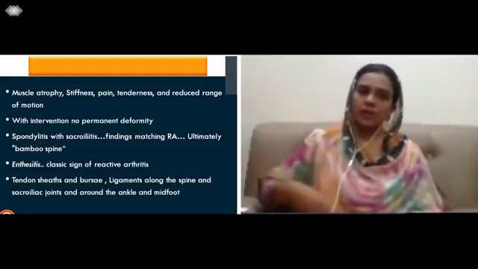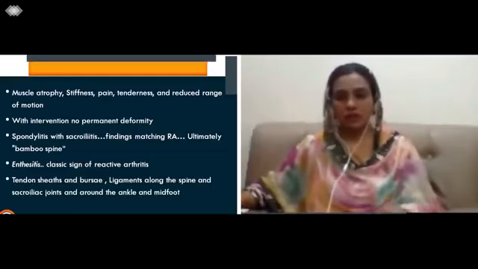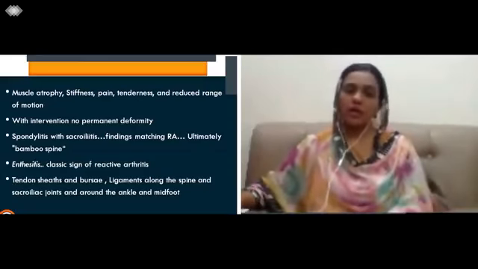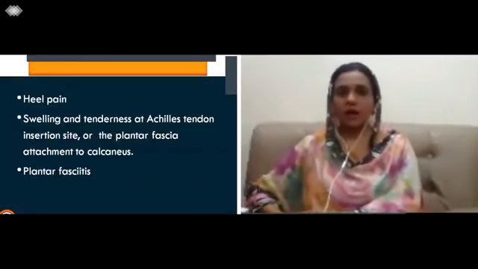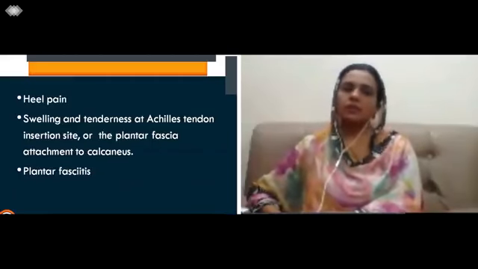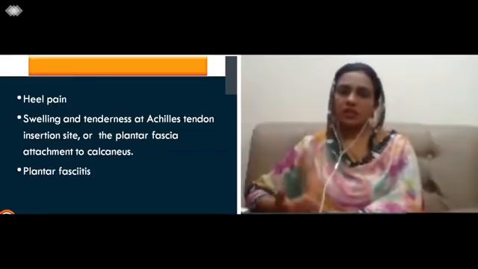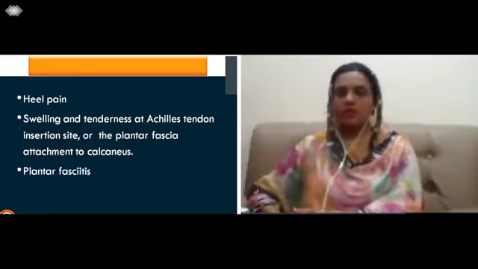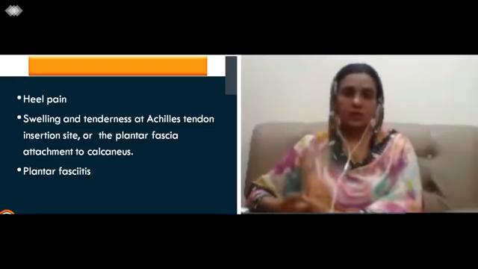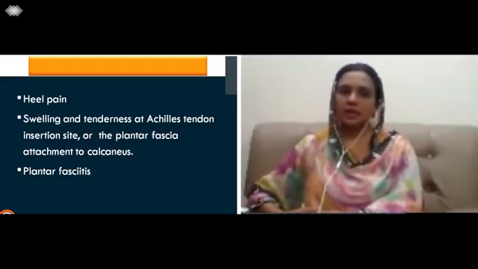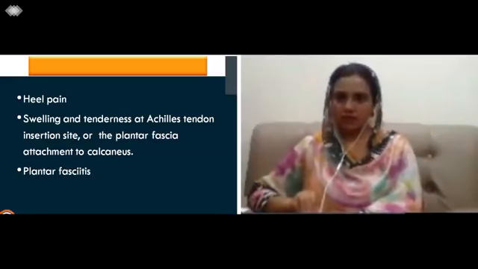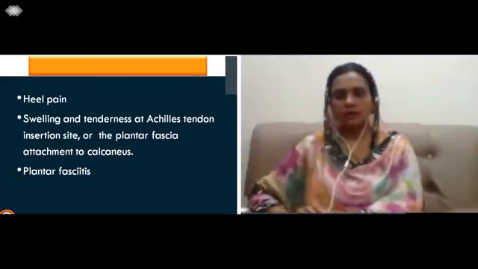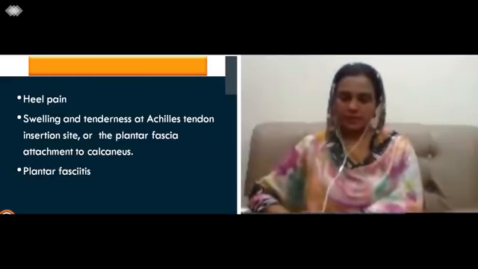So sacroiliac joints can be involved, and especially the joints of your ankle and midfoot can be involved. If the joints of your ankle and midfoot are involved, it can lead to heel pain. Sometimes the reason for heel pain can be inflammation at the Achilles tendon insertion site, or in other cases, the reason can be inflammation at the site of attachment of the plantar fascia with your calcaneus. And plantar fasciitis is a very common complaint in these patients.